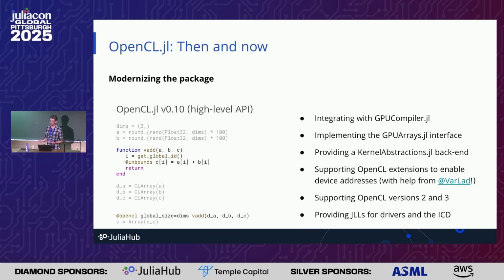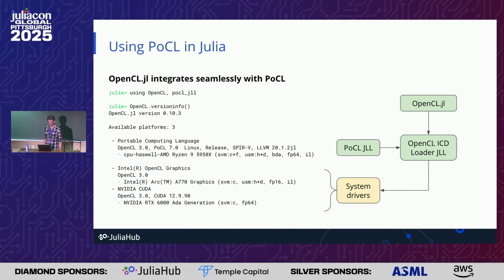So having to work with that required exploring and detecting which extensions your device supports and accurately selecting one or another. And finally, we also use JLLs to package up as much of the OpenCL ecosystem as we can, namely the loader, because again, OpenCL is plugin driven with a bunch of drivers that can register, and the drivers itself being PoCL.